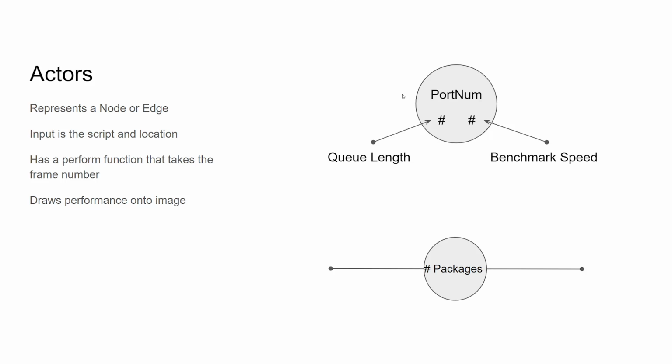And this is a generic representation of what a node actor looks like. It has its port number up at the top. It has its queue length, so the number of things it has on its plate, and then a benchmark speed. That's actually disabled for the one you saw just because it looked a little cluttered. And then all the actors have a perform function that takes the frame number. So if it's frame 10, you say, hey, show me what you look like at frame 10, or hey, show me what you look like at frame 12, or hey, show me what you look like at frame 14. And then it will draw that performance onto the image.